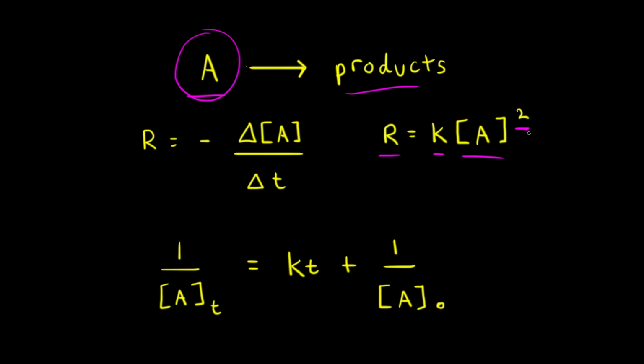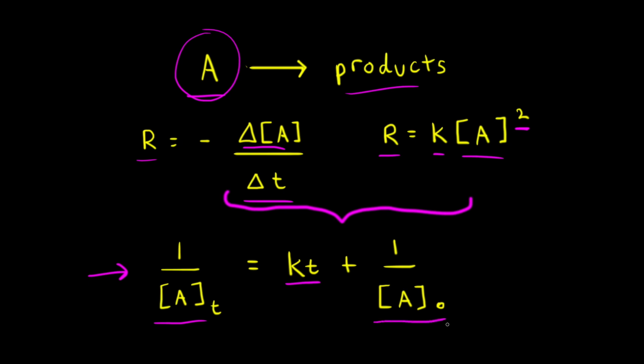We can also write that the rate of the reaction is equal to the negative of the change in the concentration of A over the change in time. If we set these two ways of writing the rate of reaction equal to each other and use some calculus, including the concept of integration, we'll arrive at the integrated rate law for a second order reaction. The integrated rate law for a second order reaction says that 1 over the concentration of reactant A at some time t is equal to the rate constant K times the time plus 1 over the initial concentration of A.